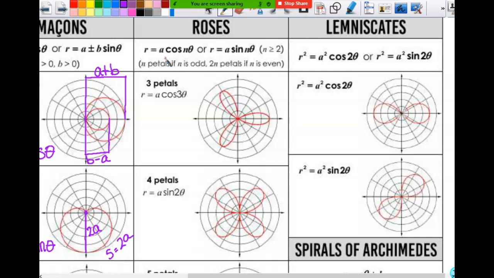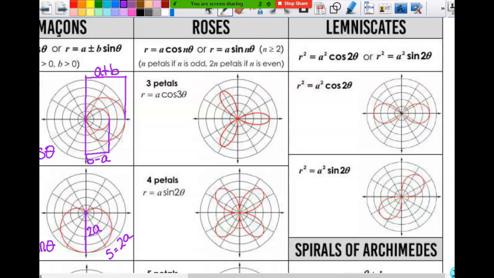The number of petals the rose has depends on whether or not this number is even or odd. If this number is odd, that's the number of petals it has. If this number is even, you have to double it. That's what this says here. That's why here, this is 3, so it has 3 petals. 3 is an odd number. This is 2. It has 4 petals because you have to double it since it's even. Okay, that's your rose rule there.